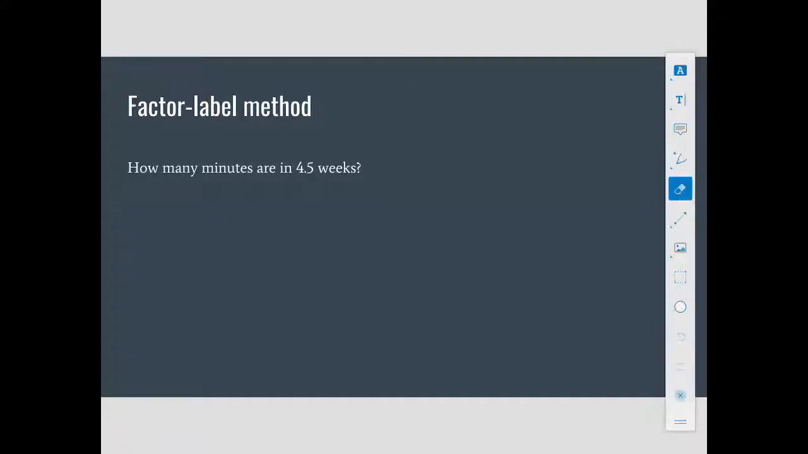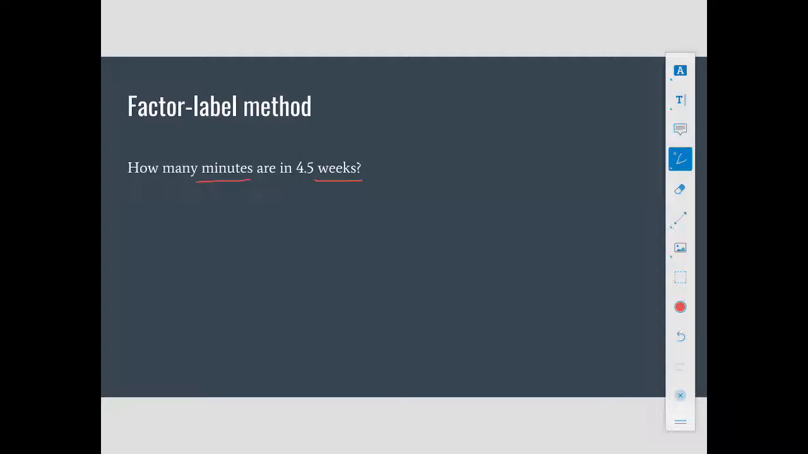Alrighty, so we're going to be talking about something that's called the factor label method. The factor label method is a way of multiplying and dividing to convert quantities of things. In some cases, it's things like time, in this case weeks to minutes. Sometimes it's length and distance. Sometimes it's mass to weights, different kinds of things like that.